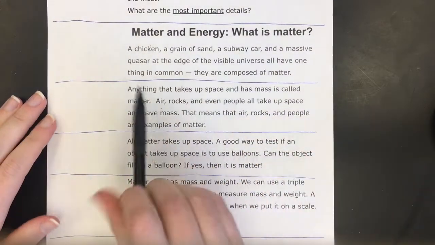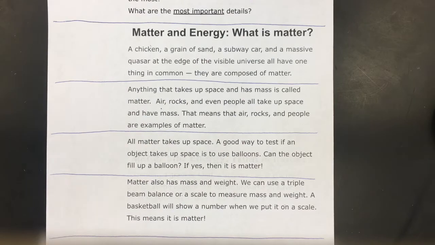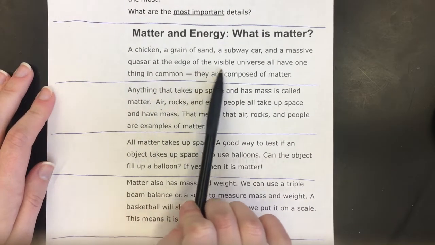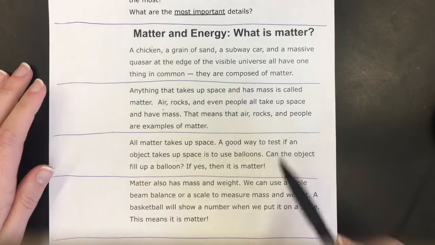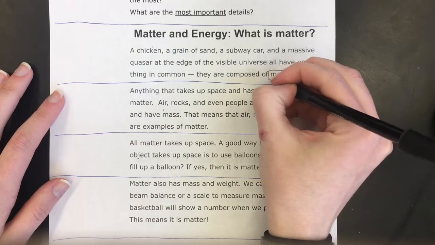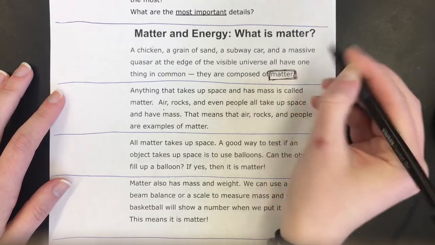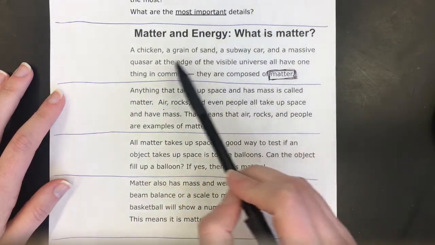Okay, so matter and energy. What is matter? A chicken, a grain of sand, a subway car, and a massive quasar at the edge of the visible universe all have one thing in common. They are composed of matter. And I'm going to circle or put a box around this word matter because I can tell that it's pretty important. It's in the title, matter and energy. What is matter? I have a few examples of matter.